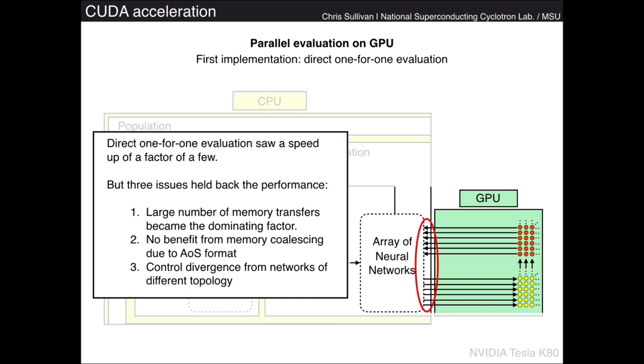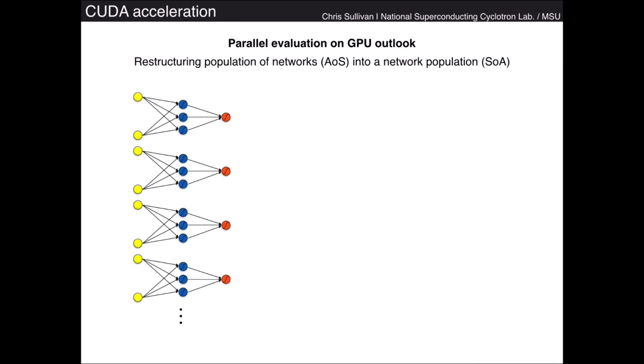And finally, there's control divergence from the differing network topologies. So these are the three things that I would like to attack in my next implementation. So just to give you an idea of what that is, what I would like to do is to restructure the population of neural networks, that is an array of structures or array of networks, into a network population or a struct of arrays. And the idea is that instead of having a GPU focus on each of these individual networks, here I'm showing you identical networks. Of course, they are not necessarily after several generations of evolution.